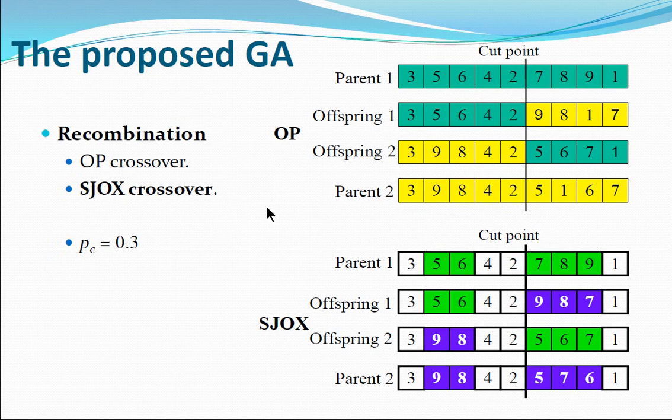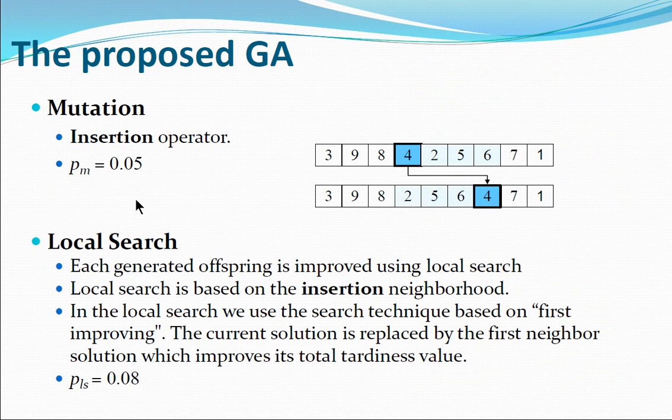So in this implementation, the SJOX crossover presents the best results, and we applied the crossover with 30% of probability. For the mutation operator, we use the insertion operator, as you can see in this picture, and we use this operator with 5% of probability. The local search procedure, a procedure that is used to improve the offspring solutions, is based on the insertion neighborhood.